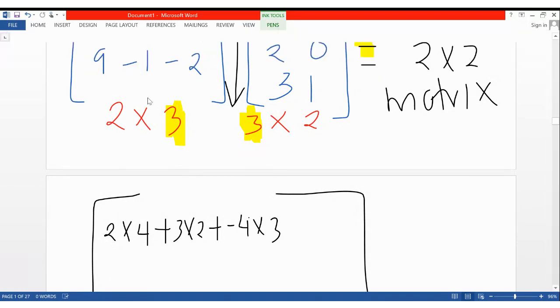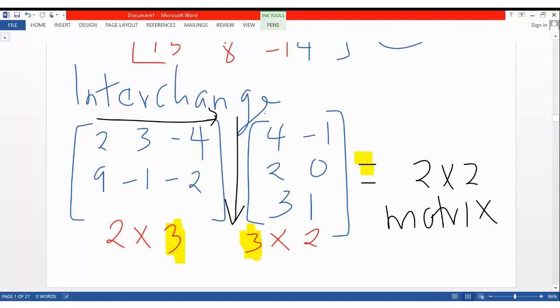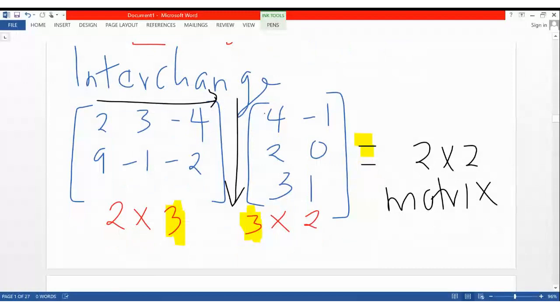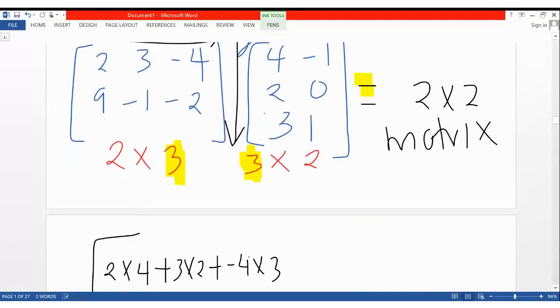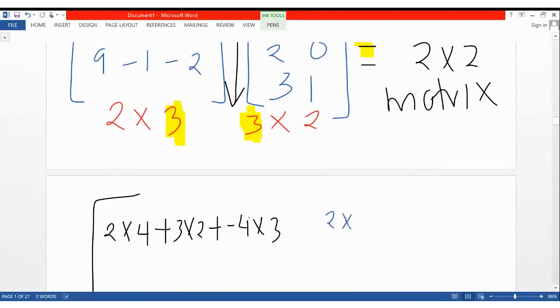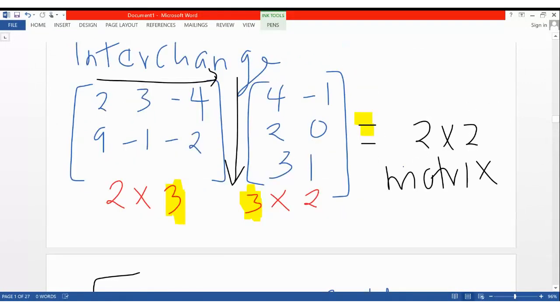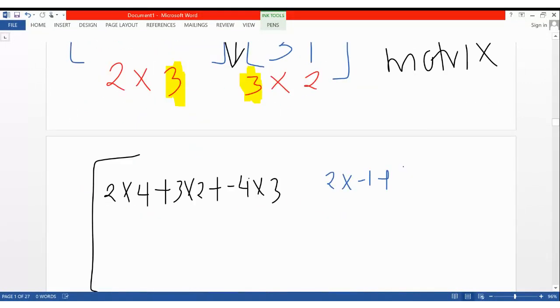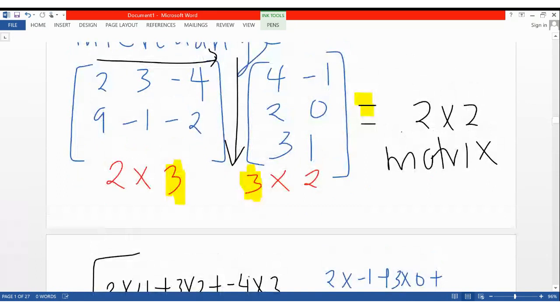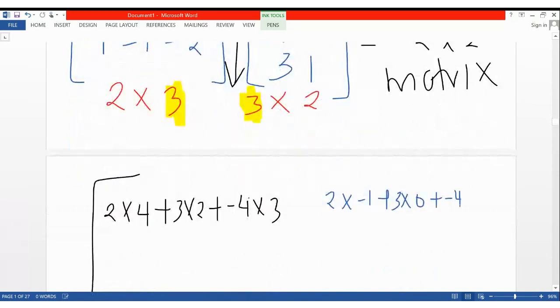If I go to this other entry now, for the second column I'll have 2 times negative 1, 3 times 0, negative 4 times 1. So 2 times negative 1 plus 3 times 0, and then finally I'll add negative 4 times 1. Then I'll go with the other one.